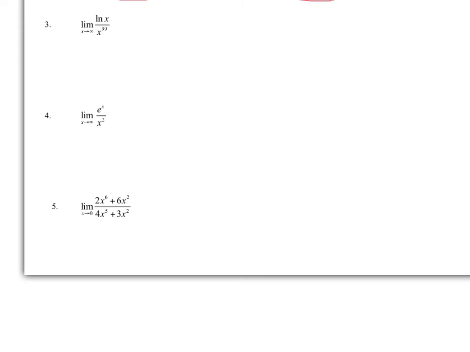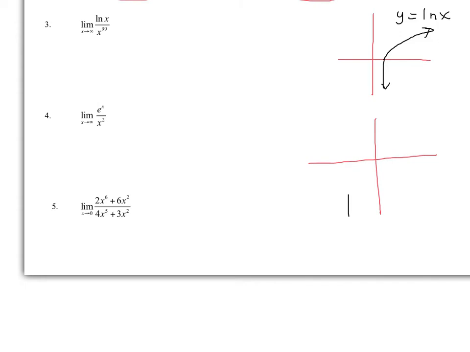Okay, let's take a look at example number 3. I'm just going to draw a quick sketch of the graph of ln x. All right, so here is a quick sketch of the graph of ln x. So in looking at this graph, and I'll also sketch the graph of x to the 99th because I realize that may not be a graph that you're familiar with. So x to the 99th power basically has this shape.